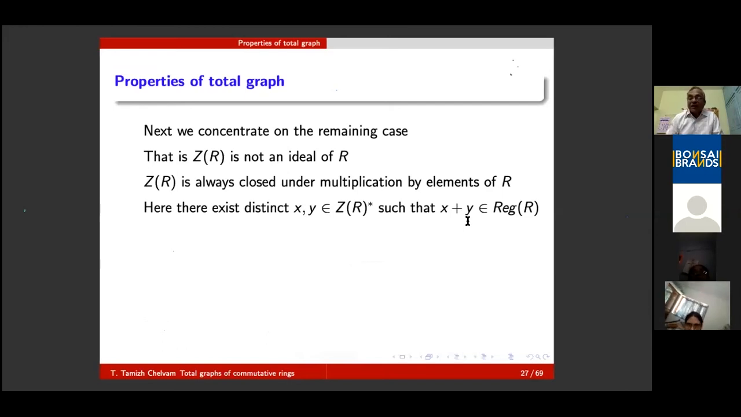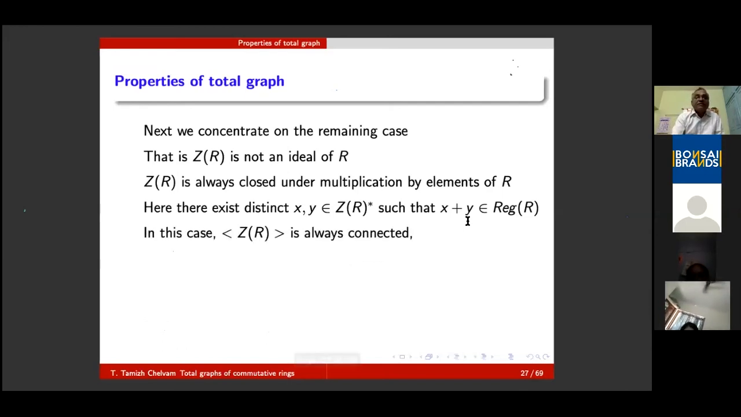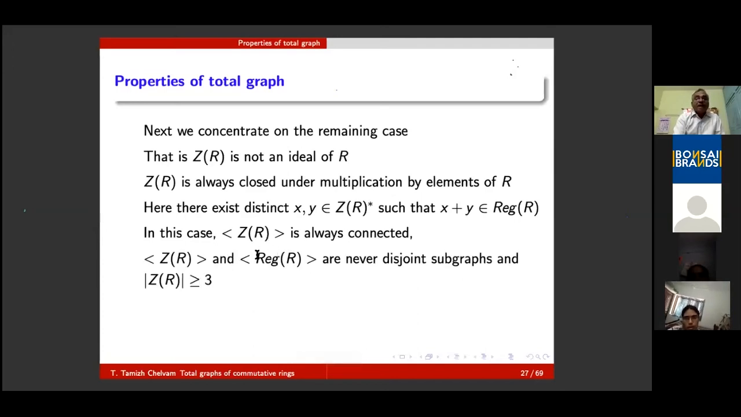That means to say, in this case, this is always connected and they are not disjoint subgraphs.